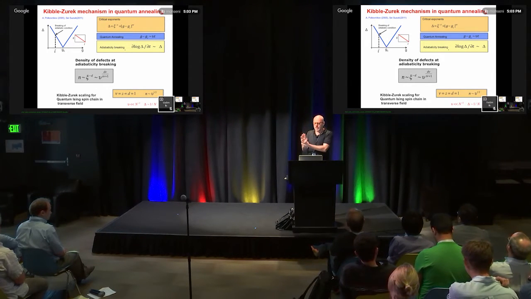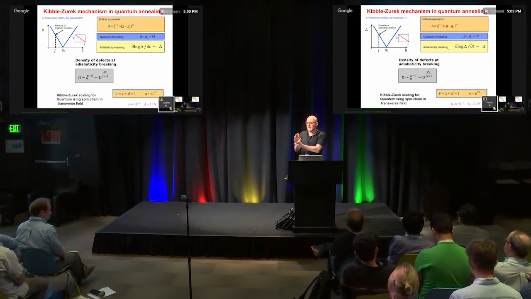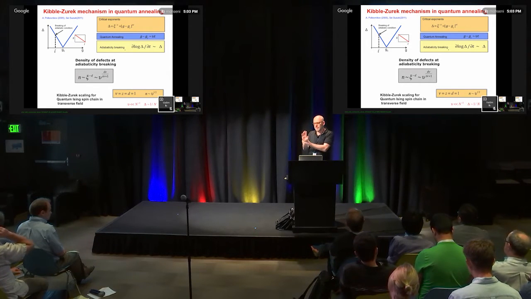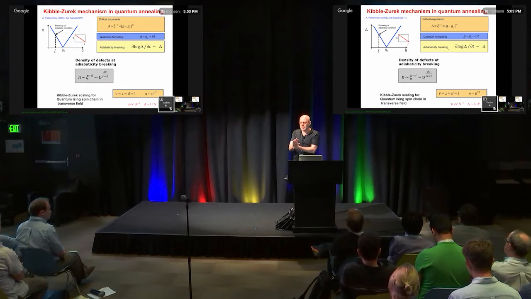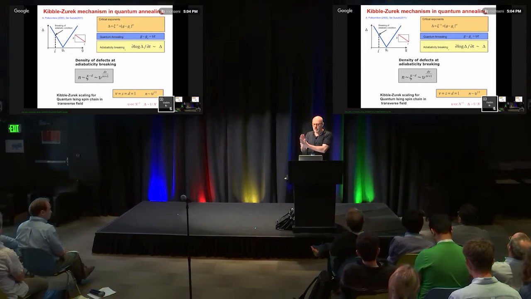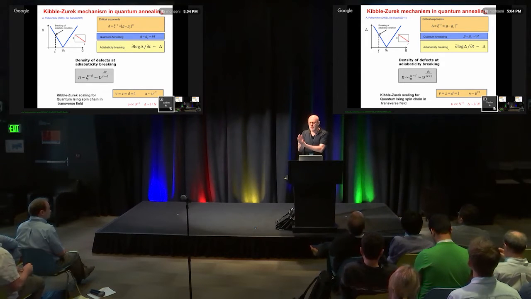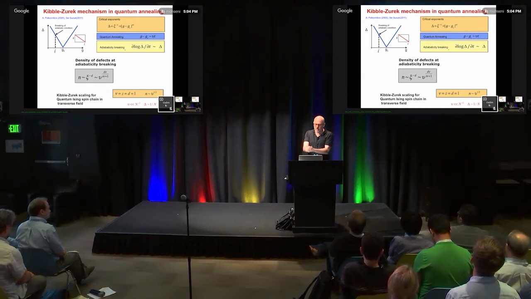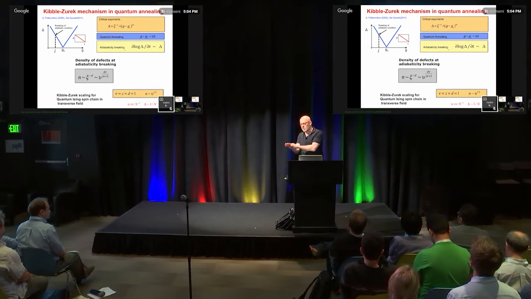And the condition for that is really very simple. The logarithmic derivative of the gap as a function of time needs to be comparable to the gap itself. That's the condition where the adiabaticity breaks down. If you have that condition, and you assume that your transverse field is changing linearly in time, and you have relations between the gap, correlation length and transverse field through the critical exponents, you can solve these equations.